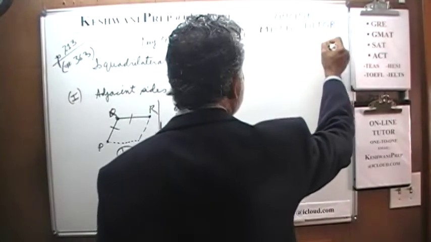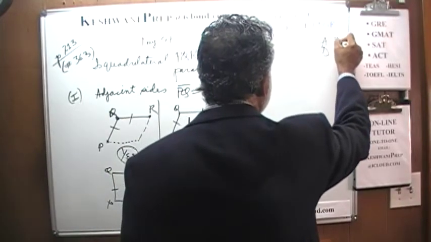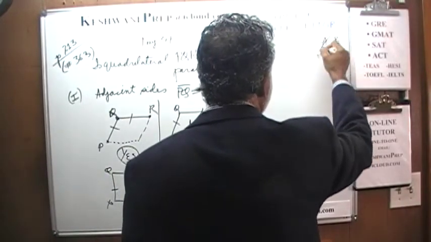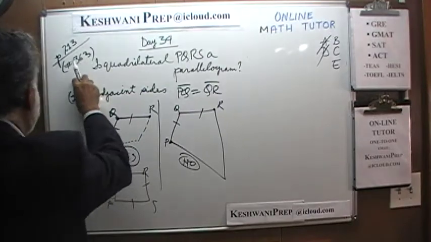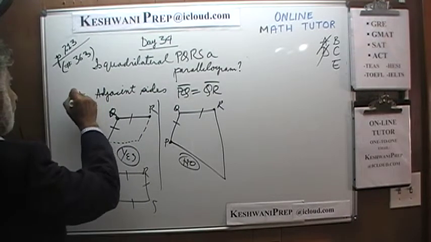Let's put it right here. A, D, B, C, E. Answer cannot be A or D. Let's look at second statement.